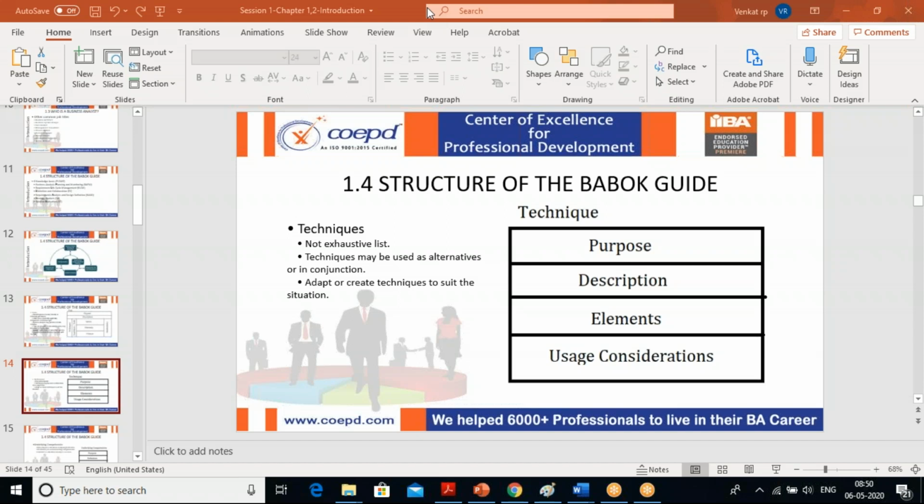Now here is the structure of a technique. It has a purpose, description, elements, and usage considerations. Purpose is why this technique can be used. Description is how it can be used. Elements means the procedure in which we actually perform this particular technique. And usage considerations means where and how we can use it, in which context it is suitable. That is given in the usage considerations.